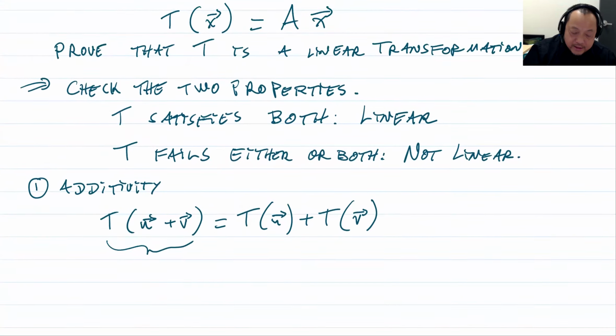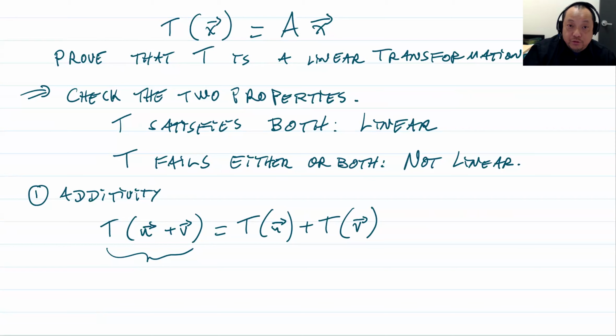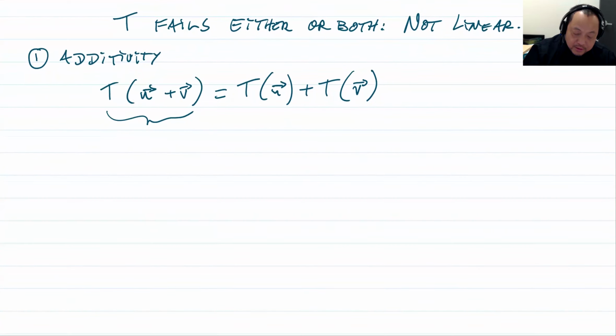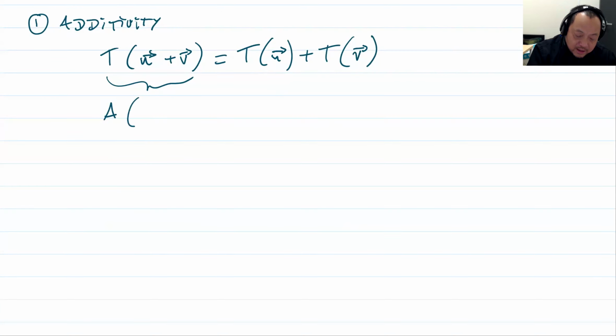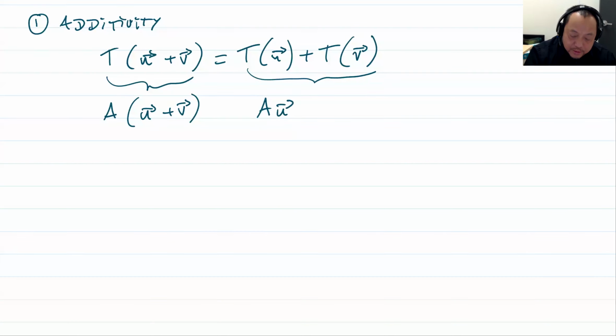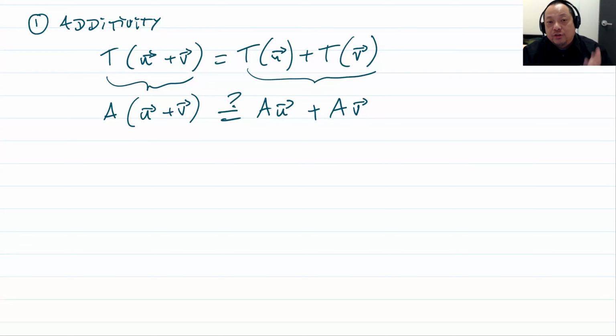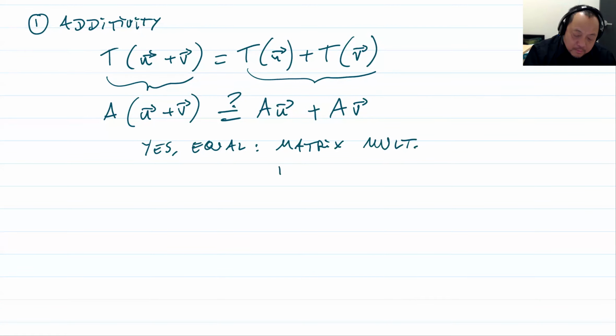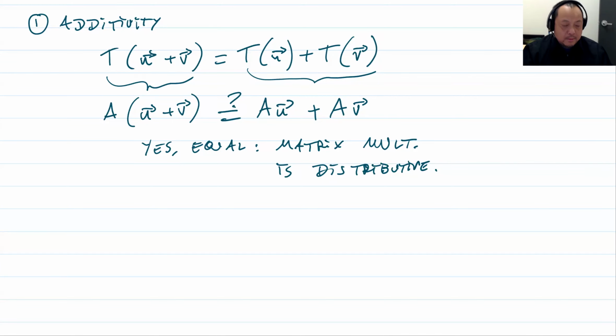I define T as multiplying a vector by the matrix A on the left. So this is A times this. Whereas on the left-hand side, the first term is defined as A times U, and the second term is defined as A times V. So the question is, are these equal? Yes, they are. We know that matrix multiplication is distributive, and therefore, property 1 is satisfied.